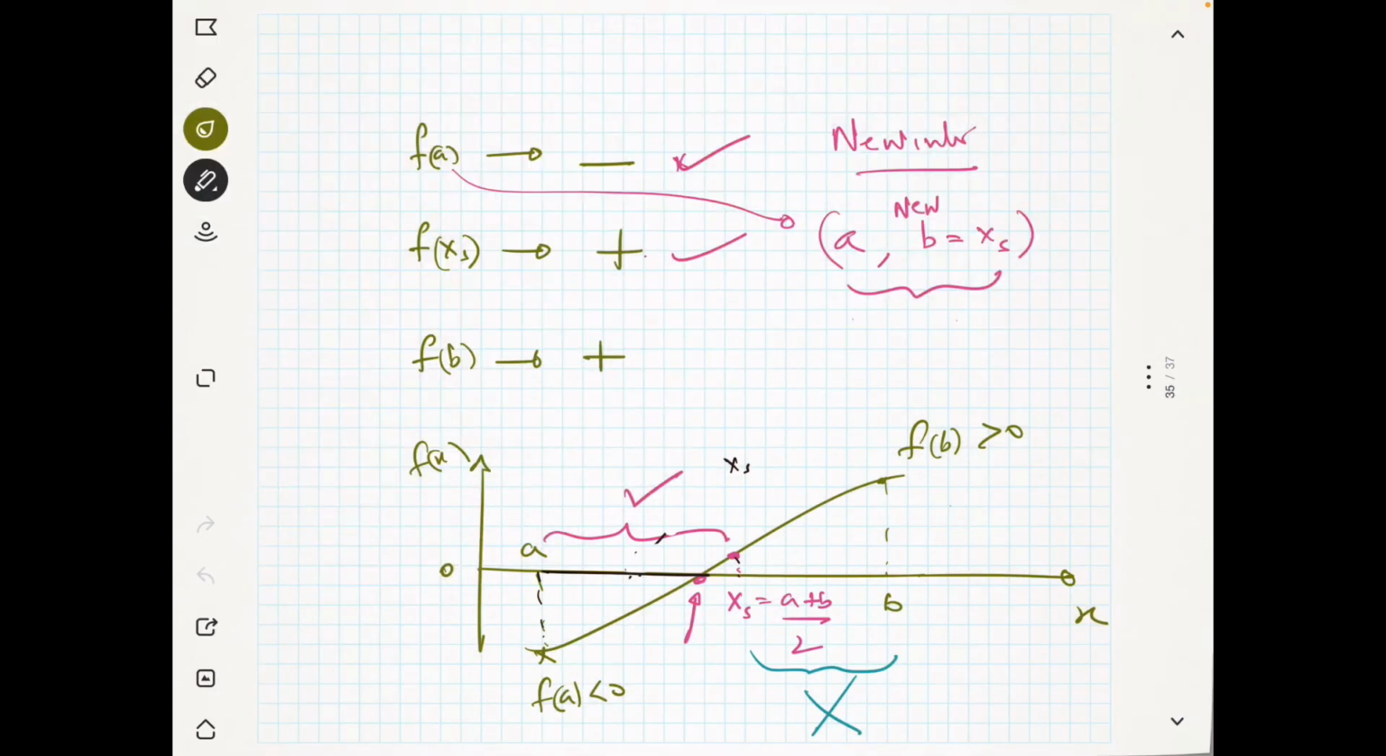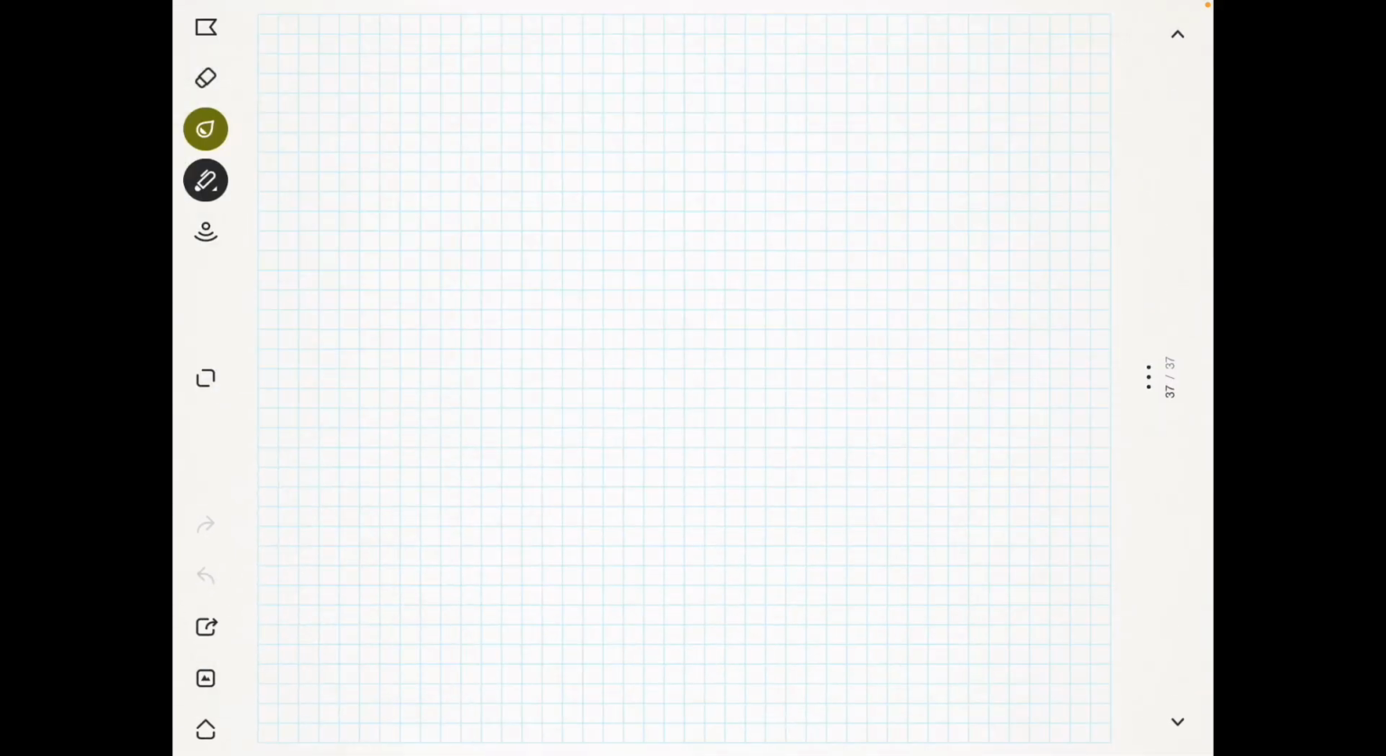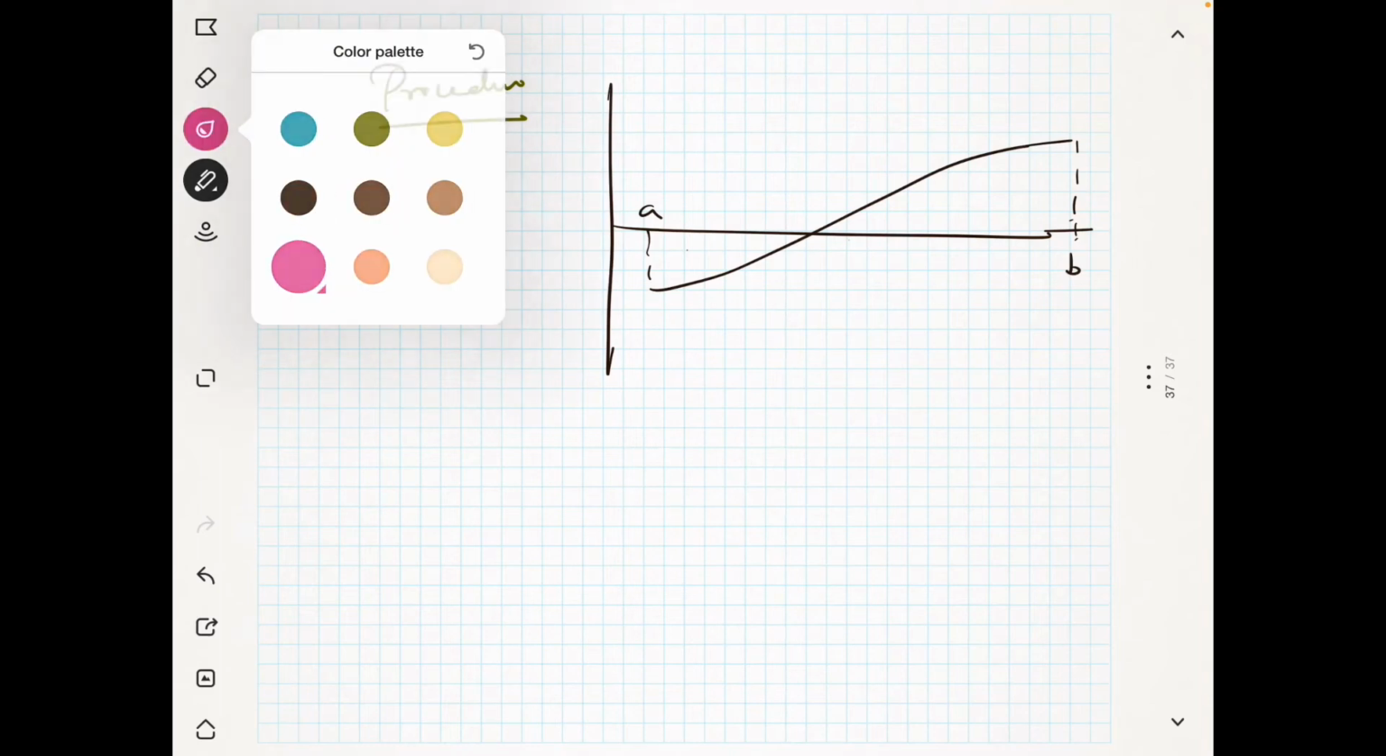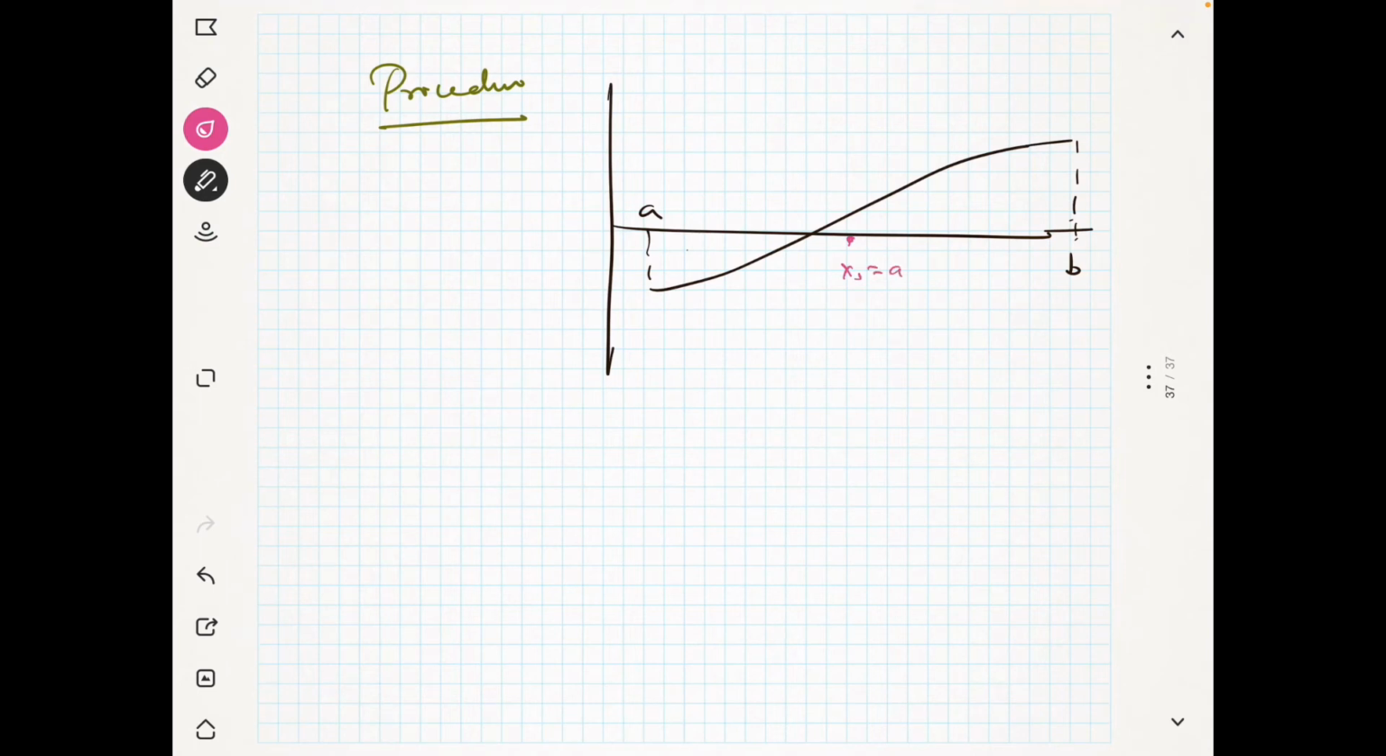So what I am doing throughout the problem, the procedure is like this. Suppose you have a function, and you have some a and some b here. Now you will find the x's at the center, which is a plus b by 2. After that you will find f of x's. And this f of a is less than 0, and this f of b is greater than 0. That is why the solution is between a and b.